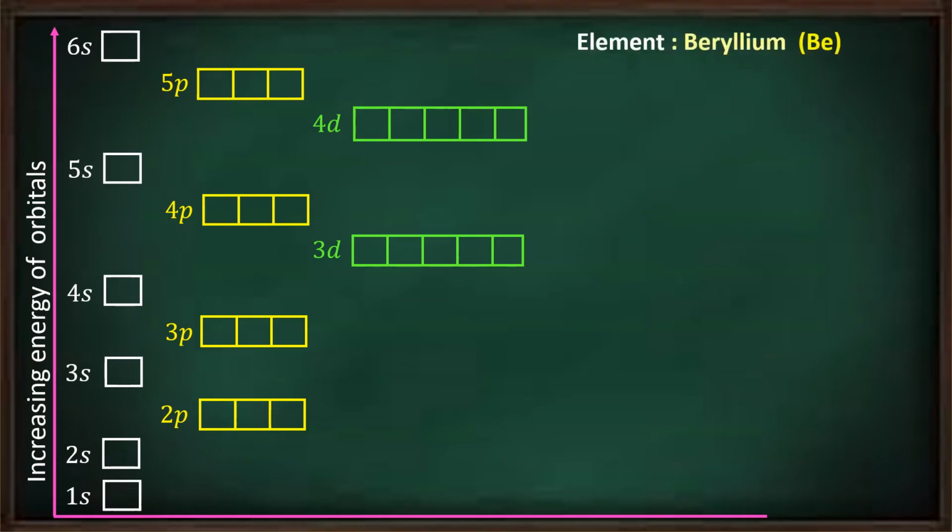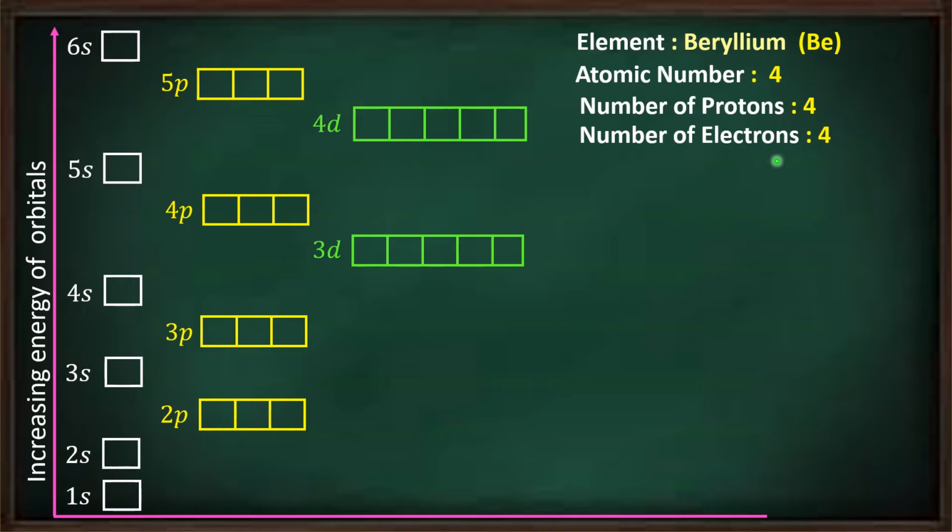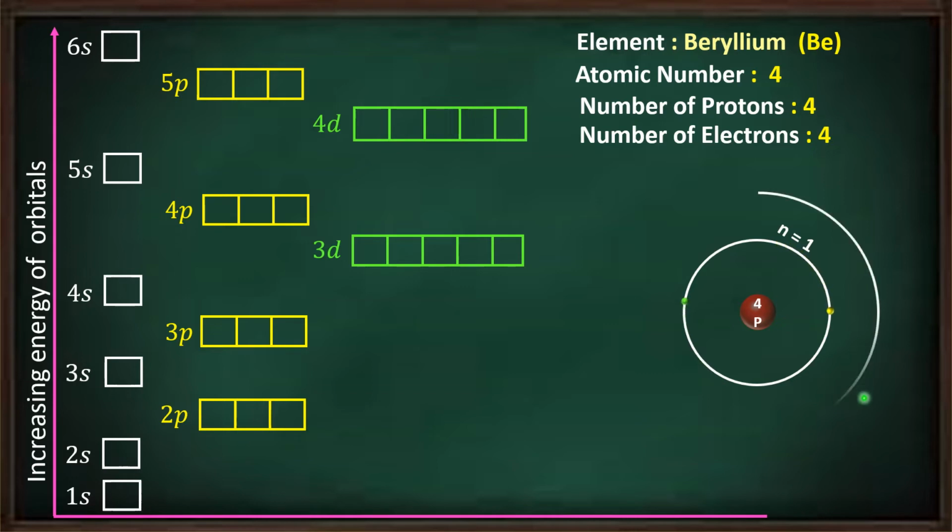Now let us write the electronic configuration of beryllium, Be. Its atomic number is 4, number of protons 4, number of electrons 4. The nucleus of beryllium has 4 protons and 4 electrons are revolving around the nucleus. 2 electrons in the first orbit and the remaining 2 electrons in the second orbit. That means the first orbit can accommodate a maximum of 2 electrons, whereas the second orbit can accommodate a maximum of 8 electrons.